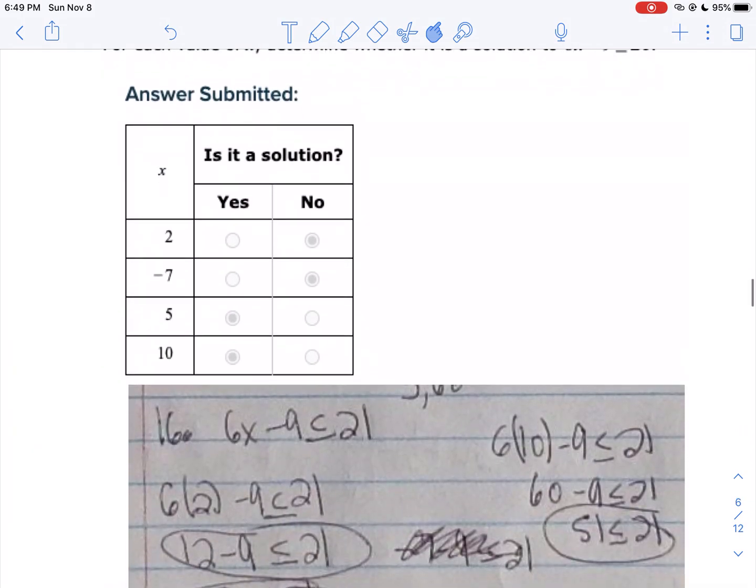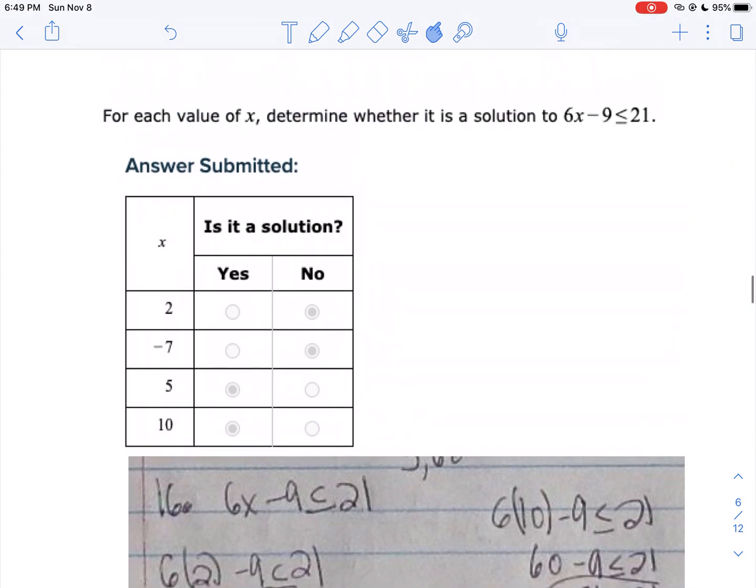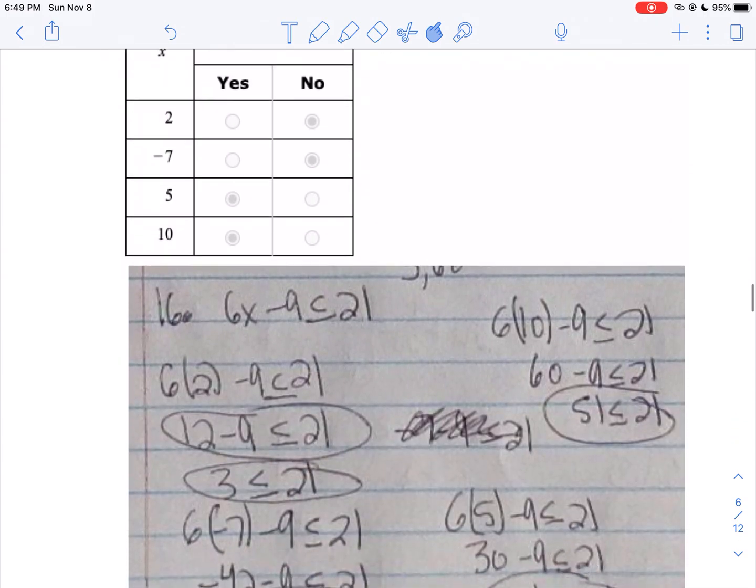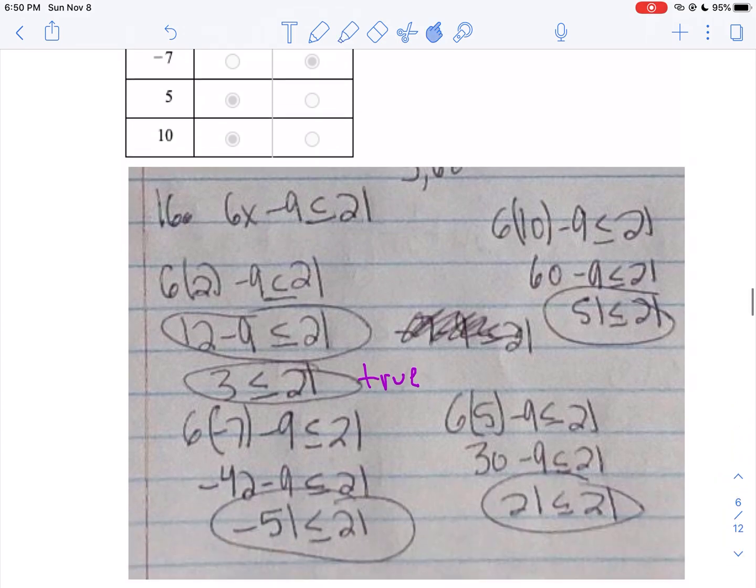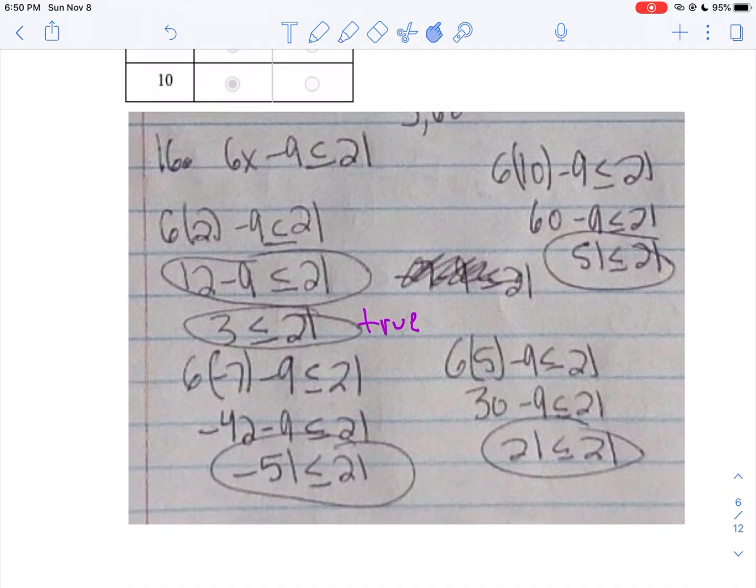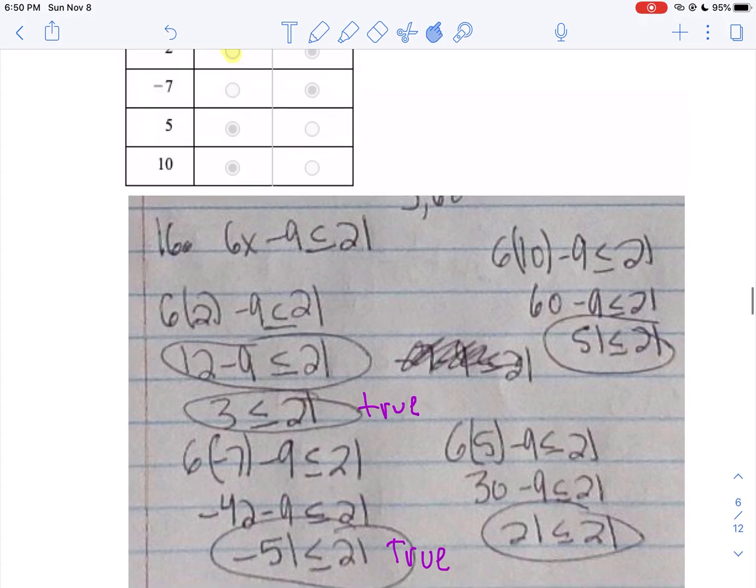This one is kind of frustrating because you did most of the work correct. You substituted in. Now the question is, is 3 less than or equal to 21? Well, it's to the left on the number line, so this is true. So when you substitute 2 in, that should have been a solution. You just had them all backwards, I think. When you did -7, is -51 less than or equal to 21? Sure it is, because it's left on the number line. So that one should have been true.